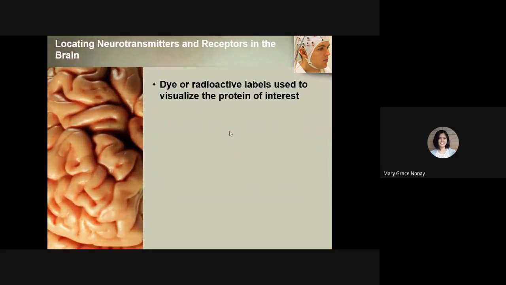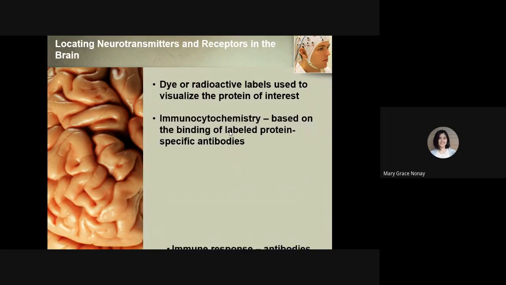Okay, so aside from looking into the structures of the brain, its functions, the neural activity, and also using lesioning, we also had a glimpse before on the other chapters na we can also go into what happens, ano yung route ng mga neurotransmitters, ng mga receptors ng brain. So we use dye or radioactive labels, yung Nissl stains, yung Golgi stains, okay? And use it to visualize the protein of interest.